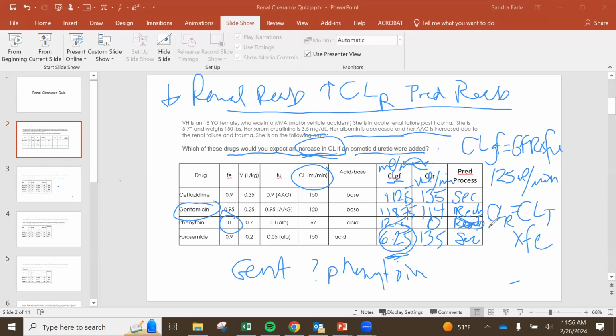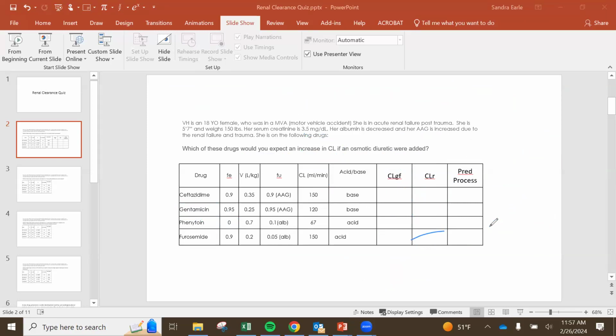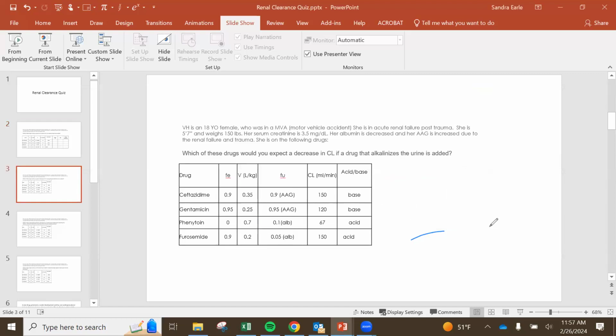Okay. So we have to remember: secreted, reabsorbed, reabsorbed, secreted. All right. Which of these drugs would you expect, so let me just write this on here. Secreted, reabsorbed, reabsorbed, maybe. Secreted. Okay, so which of these drugs would you expect a decrease in clearance if a drug that alkalinizes the urine is added?